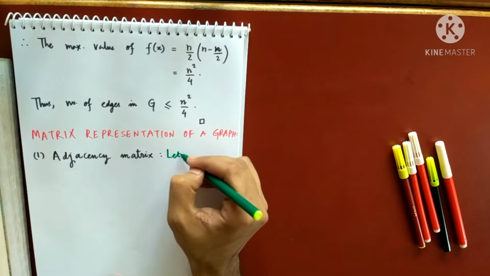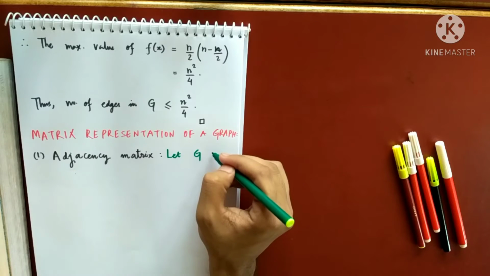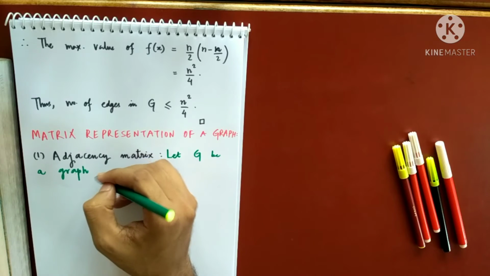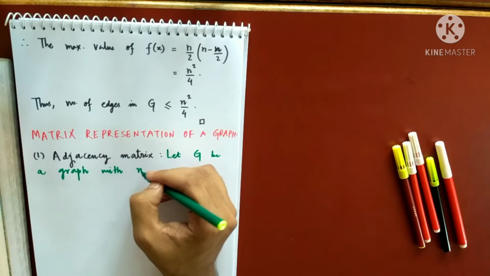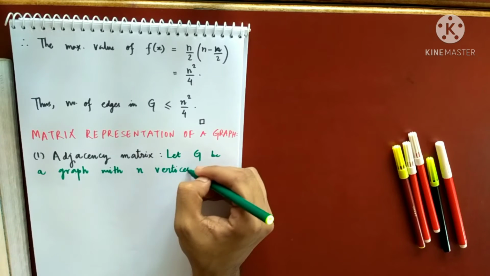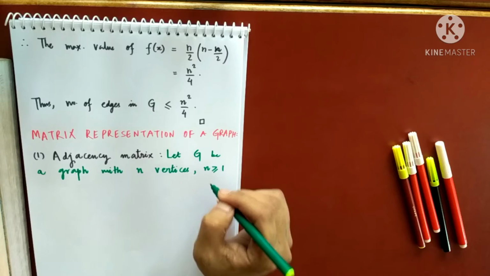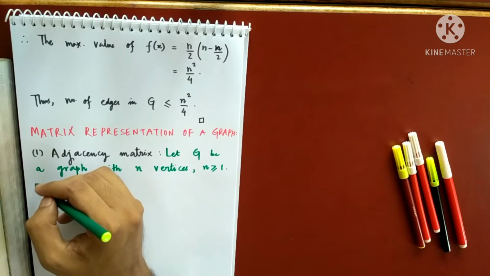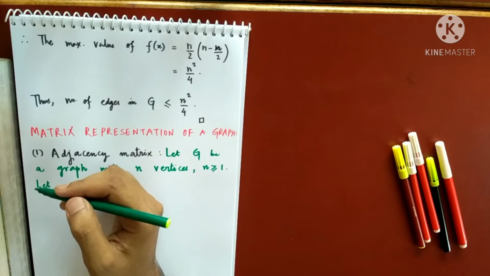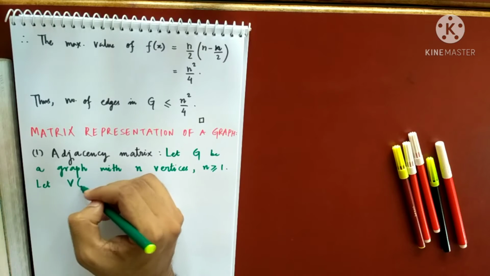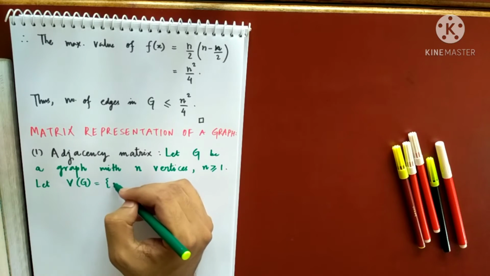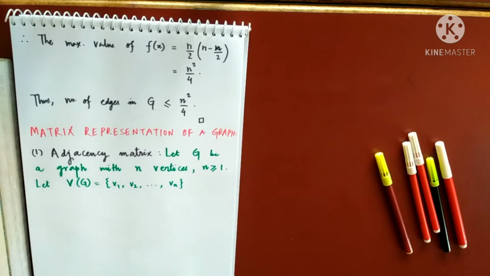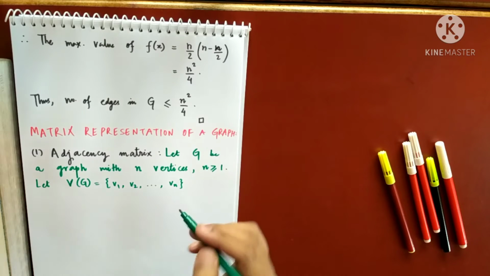So let G be a graph with n vertices. Obviously, I'm assuming that n is greater than or equal to 1. Now, there are n vertices. I will fix the order of the vertices. The naming depends upon me. Suppose I name them v1, v2, up to vn. So I have named the vertices v1 to vn.